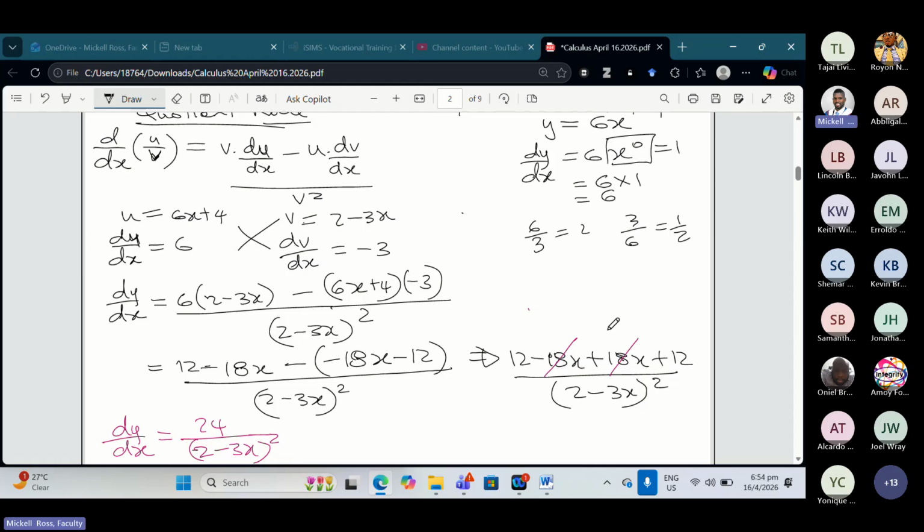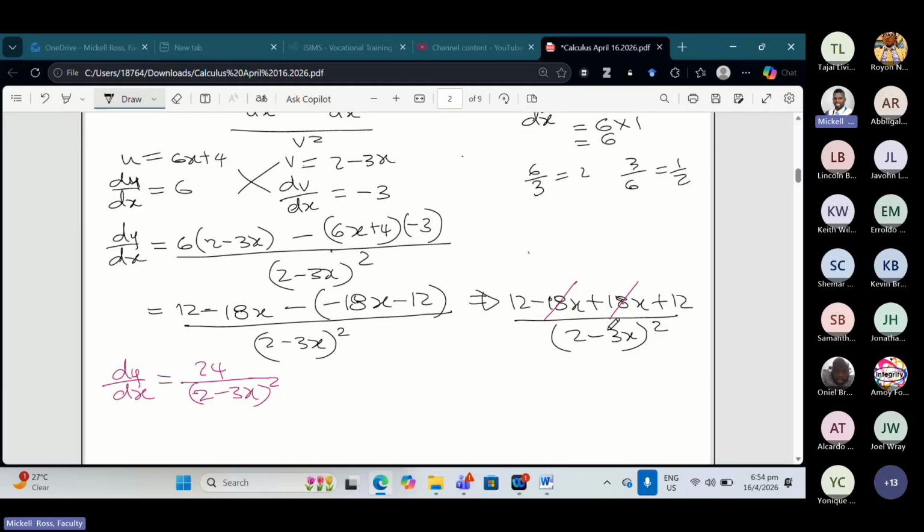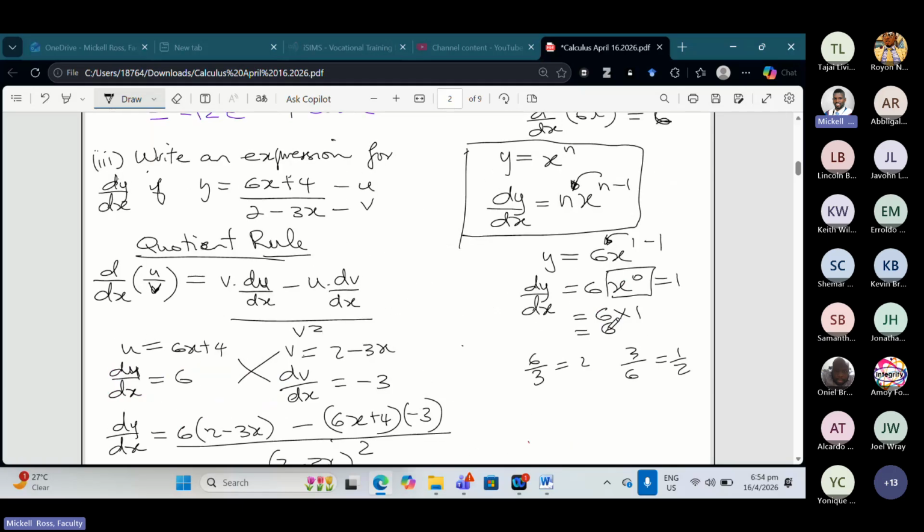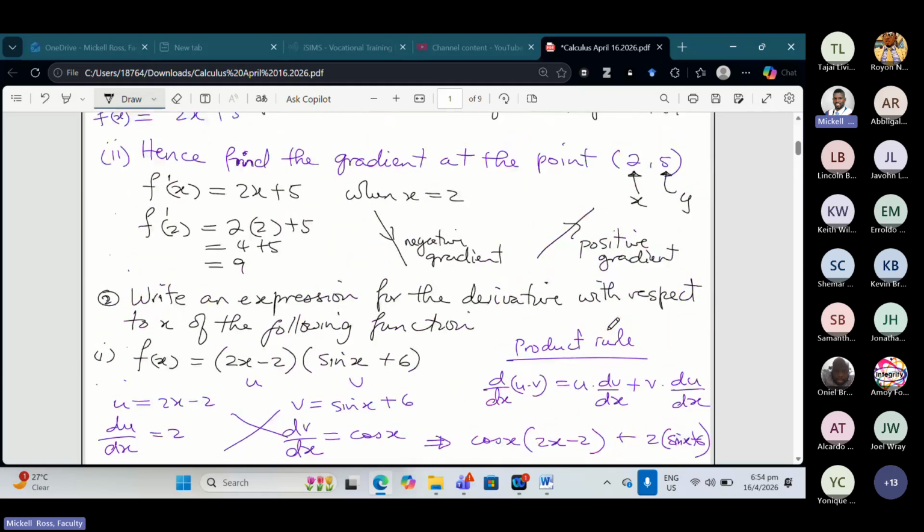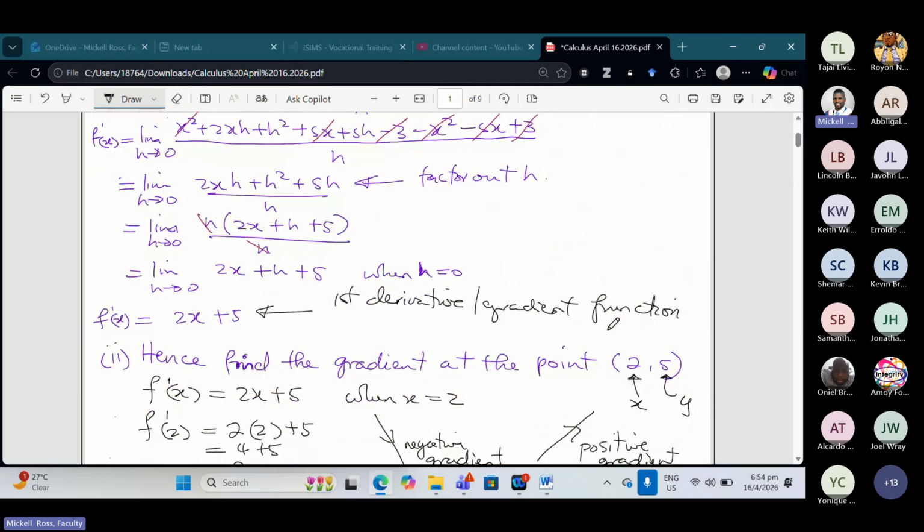Please note that even for this function here, you can be asked to find the gradient. Let's expound on that a little. So this is your first derivative. Let me just backtrack a bit. Notice, you find the first derivative. The first derivative, remember, is your gradient function. And notice it says, hence find the gradient at the point. So after you find your first derivative, you can be asked to find the gradient.